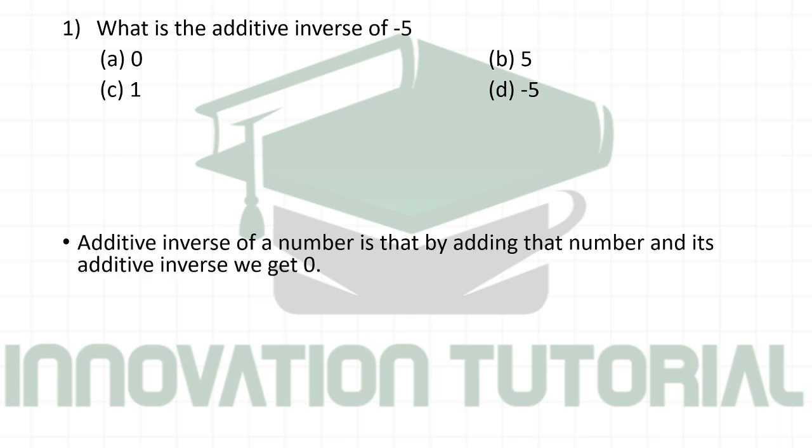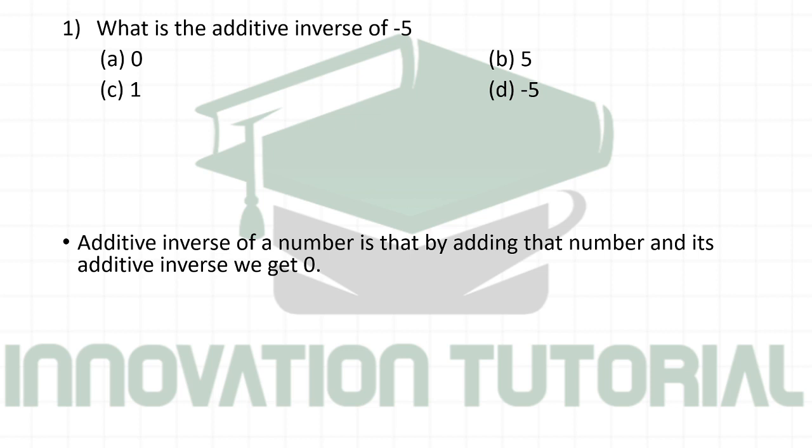First of all, we should know about additive inverse. The additive inverse of a number is that by adding that number and its additive inverse, we get 0. If we add two numbers and get 0, then one number is the additive inverse of the other.